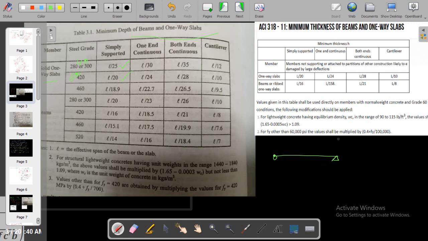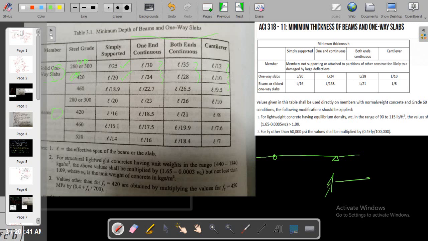Similarly, for one end continuous, this is an overhang beam, so in that case the minimum depths will be this much, right? The depth will be decreased from these values. Similarly, for both ends continuous, we have these two cases. And for a cantilever, if we have only a cantilever beam, in that case this is L/12. So this is for one-way slab, and this is for beam.